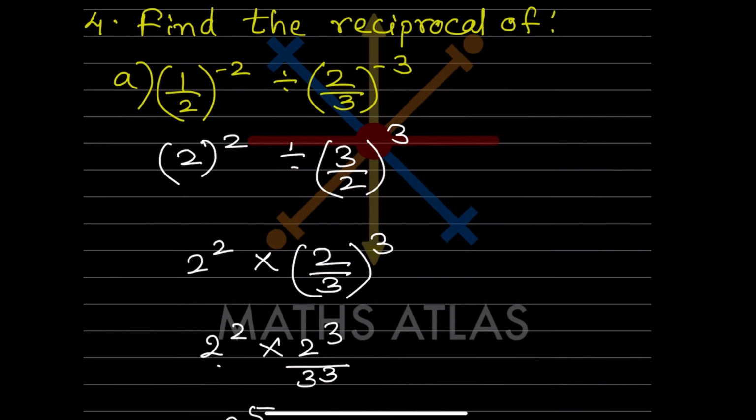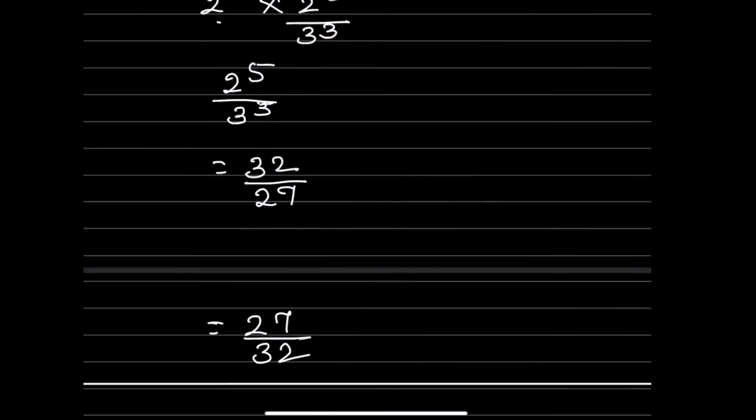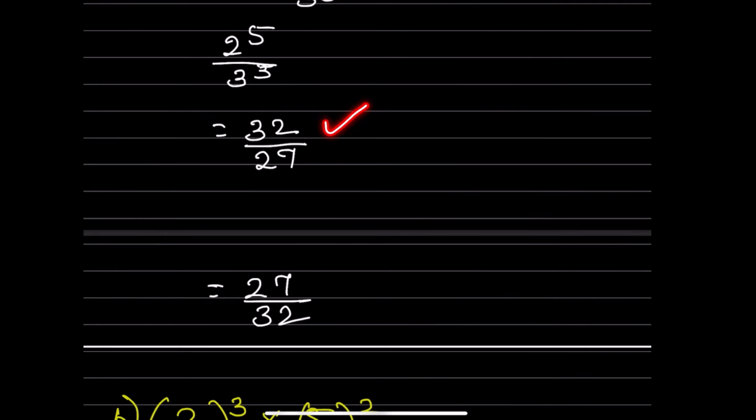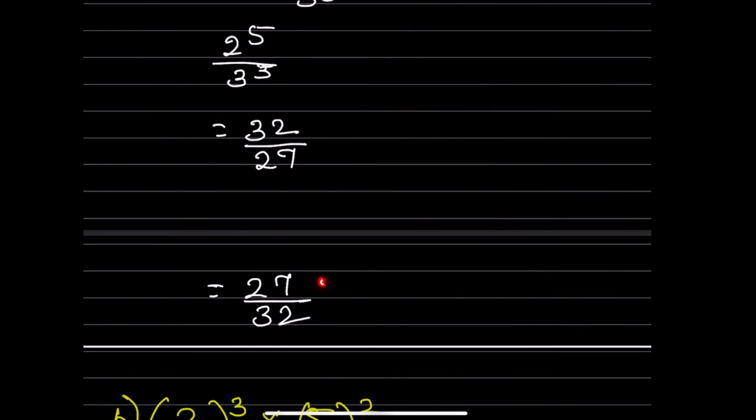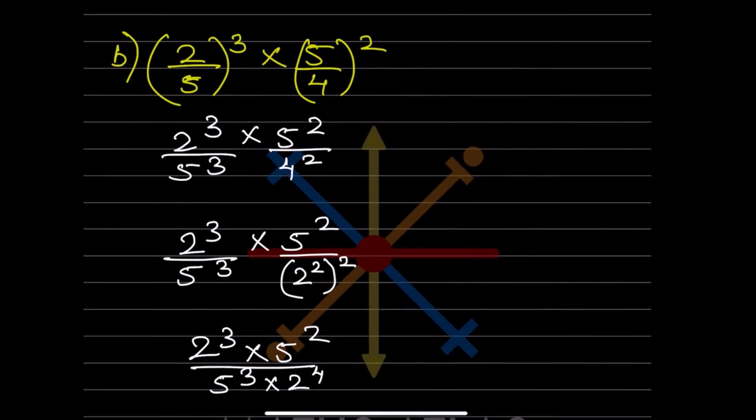So now they asked what is the reciprocal of that. So now we got this one. So reciprocal means that will be 1 by 32 by 27. So what is that? This 1 is in the numerator and this is in the denominator. So this will get flipped over. So 27 will be in the numerator and 32 will be in the denominator. So hope this is clear.